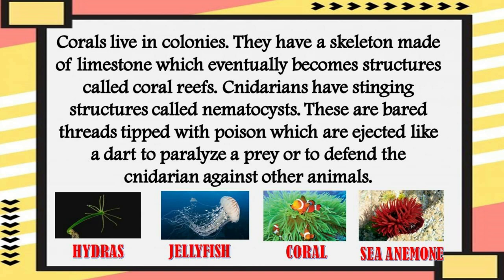Corals live in colonies. They have a skeleton made of limestone, which eventually becomes structures called coral reefs. Cnidarians have stinging structures called nematocysts. These are coiled threads tipped with poison, which are ejected like a dart to paralyze a prey or to defend the cnidarians against other animals.